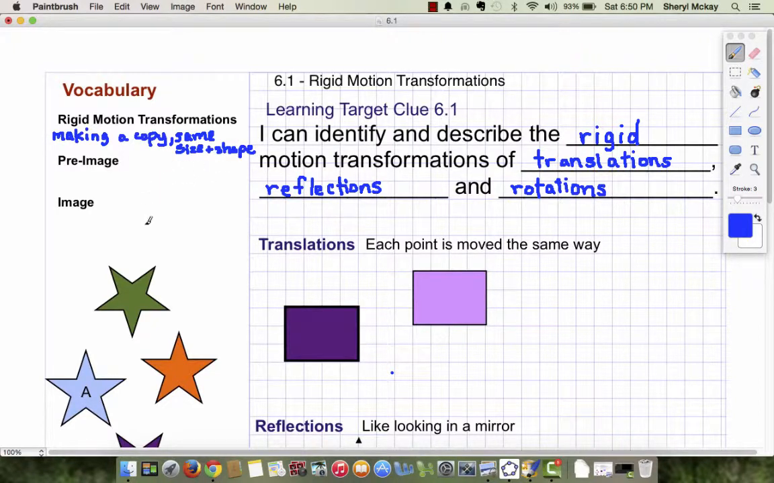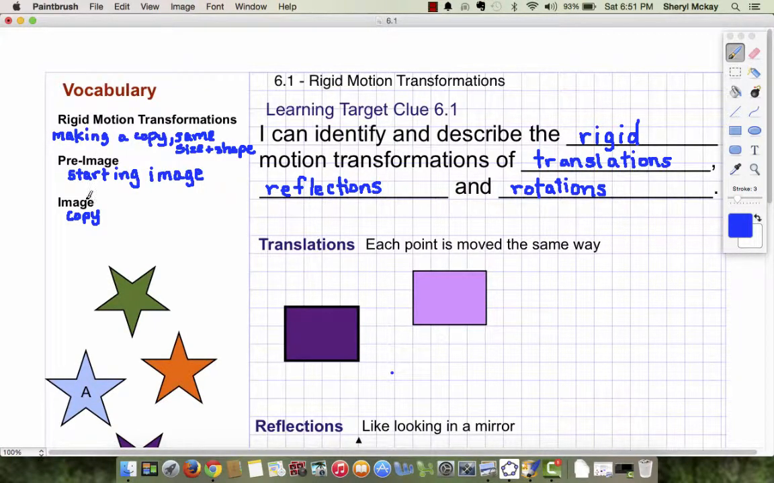Now, the next vocabulary word that we want to know is pre-image. And pre-image is always the image that we start with. It's our starting point. It's this starting image. And then our copy, the thing that we make when we make a copy of it, that's called our image. So that's our copy. Okay? So we've got a pre-image and we've got an image. The pre-image is our starting image and our image is the copy.